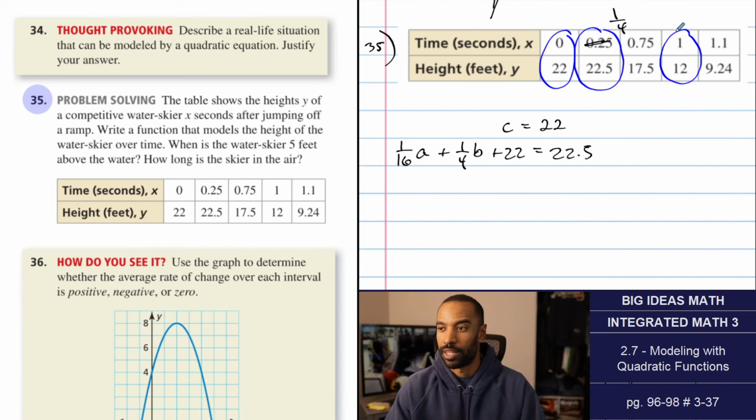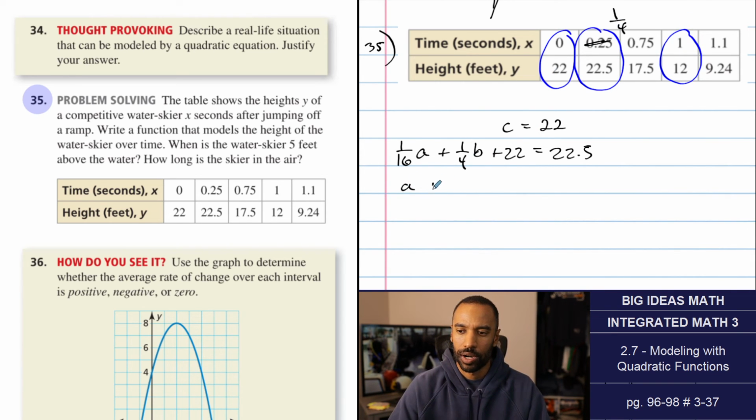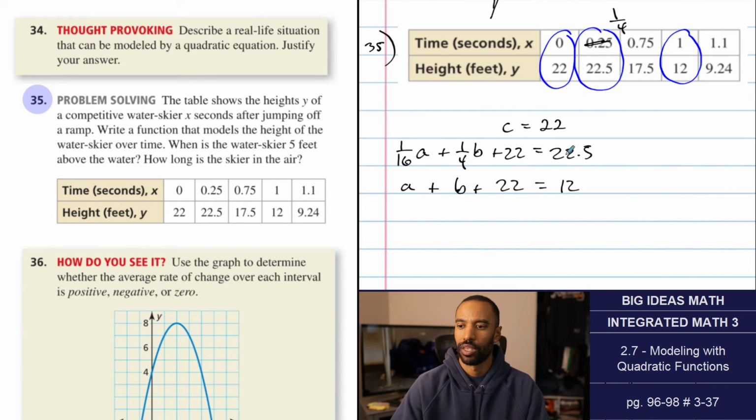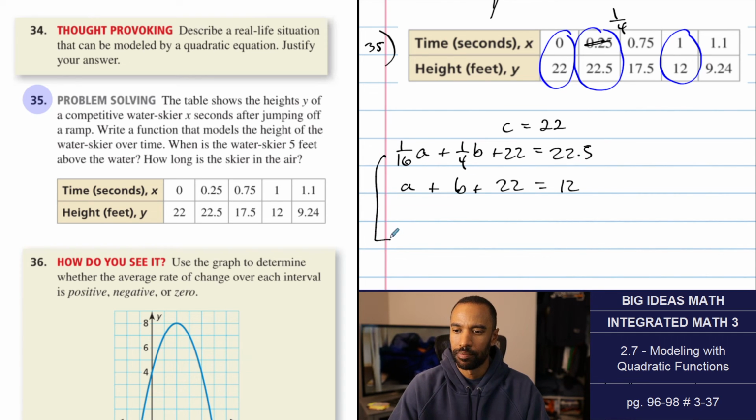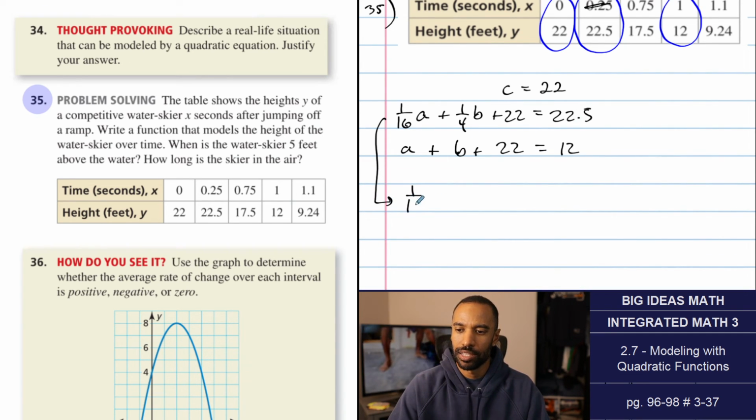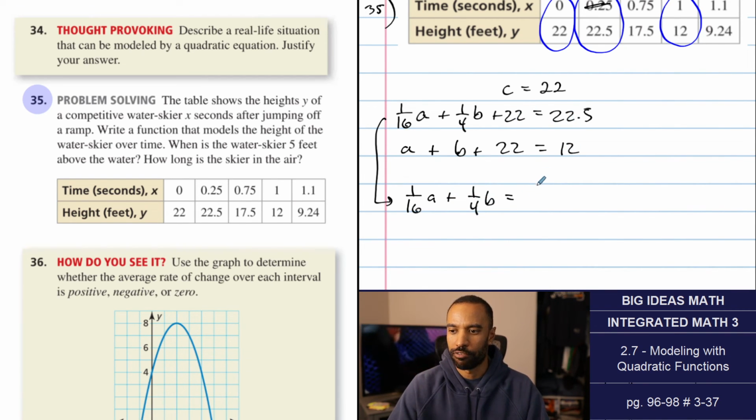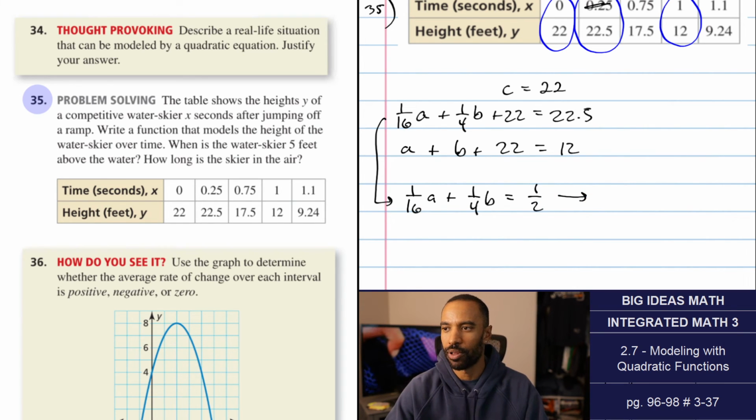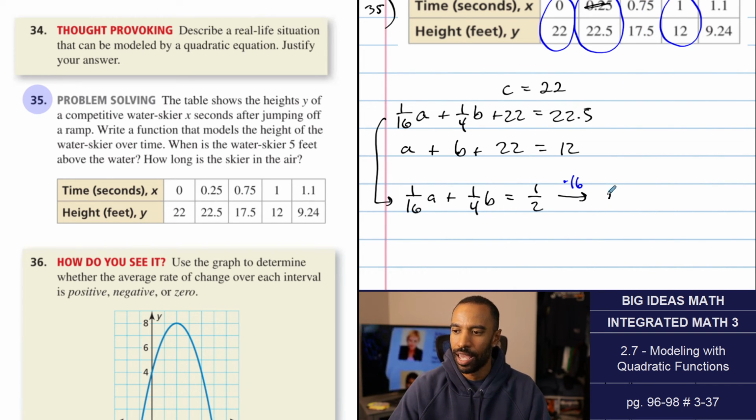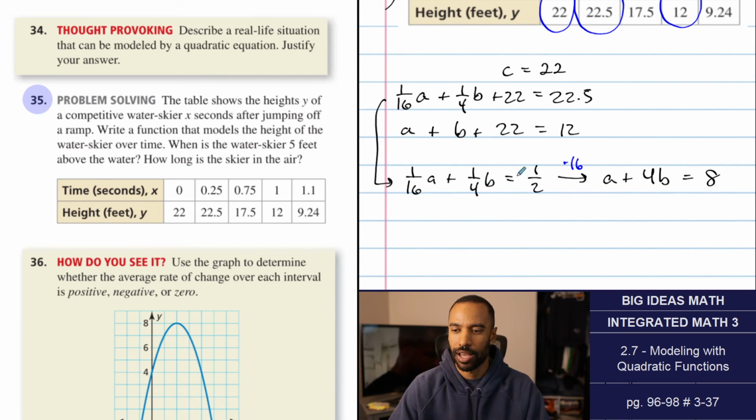I'll show you what I'm going to do with that in a bit. That's not going to be too much trouble. And 1 squared times A plus 1 times B plus C equals 12. Okay, with this one, I have 1/16 A plus 1/4 B. You subtract 22, you get 0.5, which is 1/2. But if I multiply everything here by 16, this will clean up. Now I get A plus 4B equals 8. There. Now that's a lot cleaner. And then I still have A plus B equals, and 12 minus 22 is negative 10.